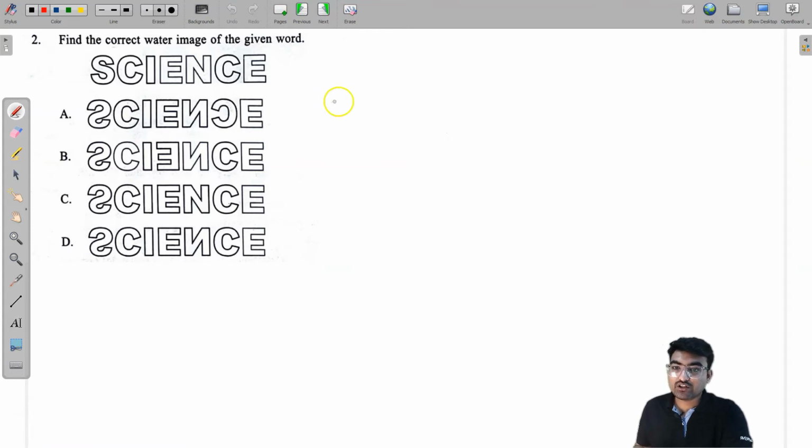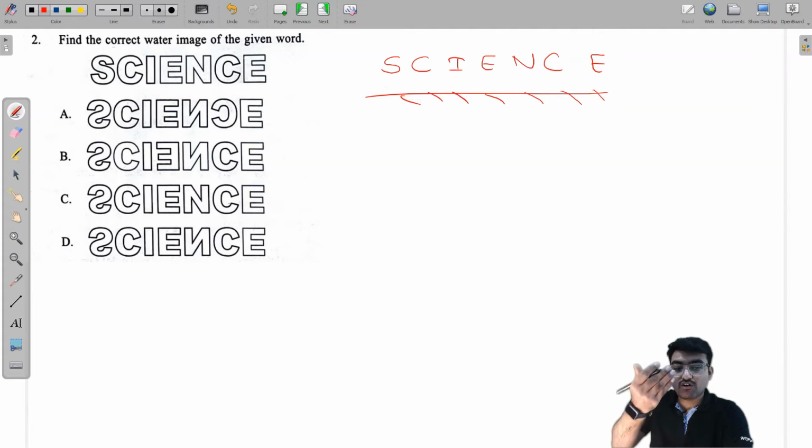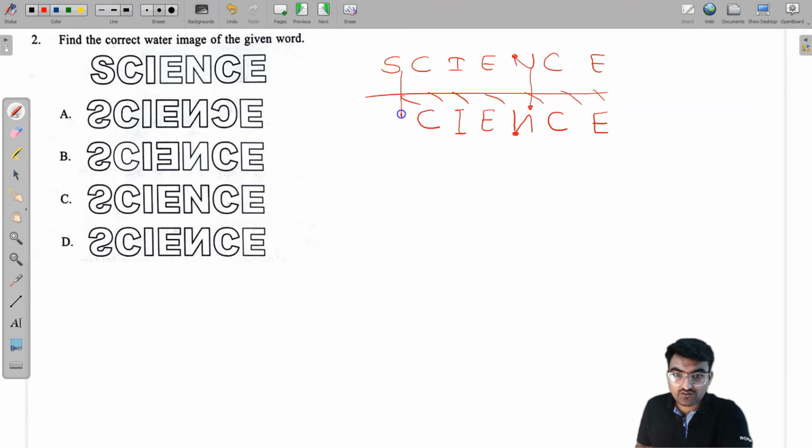Find the correct water image of the given word. Okay, SCIENCE. To form a water image, what you have to do? The image will form upside down. Okay, so E will be like this, C will again be the same. Now just look where the N, this point will be like this, correct? Right? See, this is on the opposite side, right? Then again E, then I will be again the same, C will also be the same. Now look, first curve should be here, so it will be like this, correct?